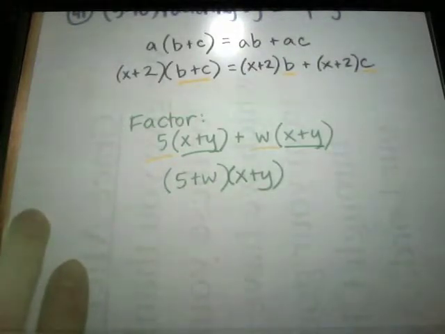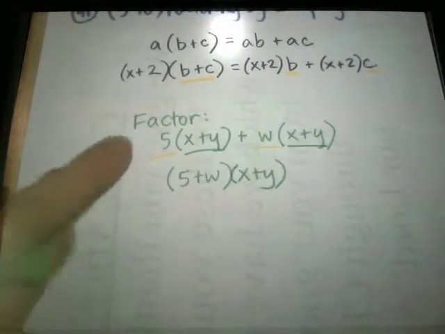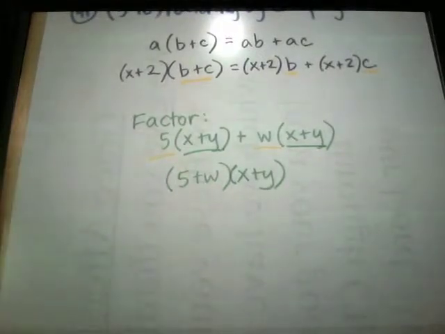Vincent? Does it matter where the group is? You mean like could you have it in the other order? Yes, you can have x plus y first and then 5 plus w. You can multiply in any order, so these two binomials could be flip-flopped. Now, this isn't quite factoring yet. This is actually leading up to factoring.